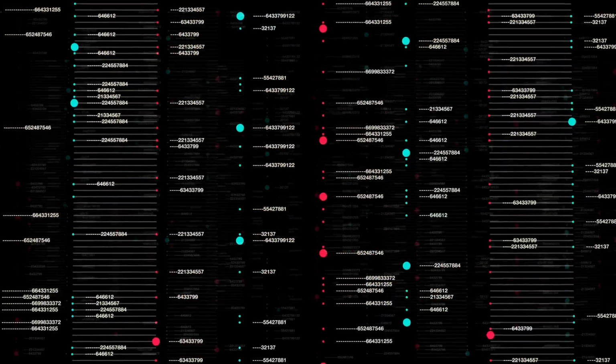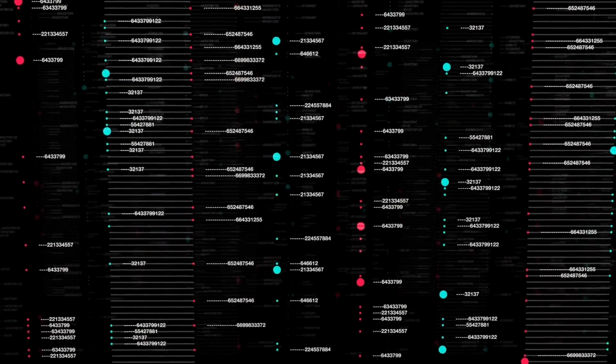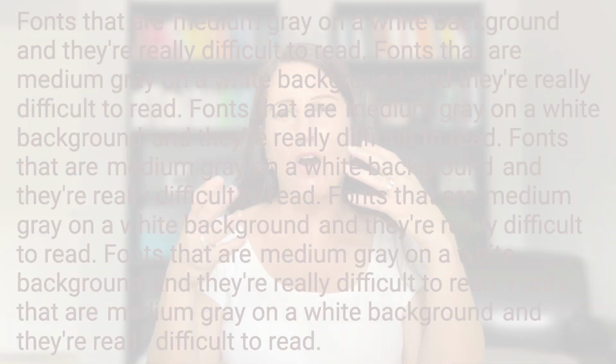How about teeny tiny little fonts or fonts that are medium gray on a white background and they're really difficult to read? Those all contribute to cognitive load. And all these things make users work way too hard. And no one wants to work hard. When someone has to work hard, they're going to bounce from your site. Bye. So let's focus on the opposite.